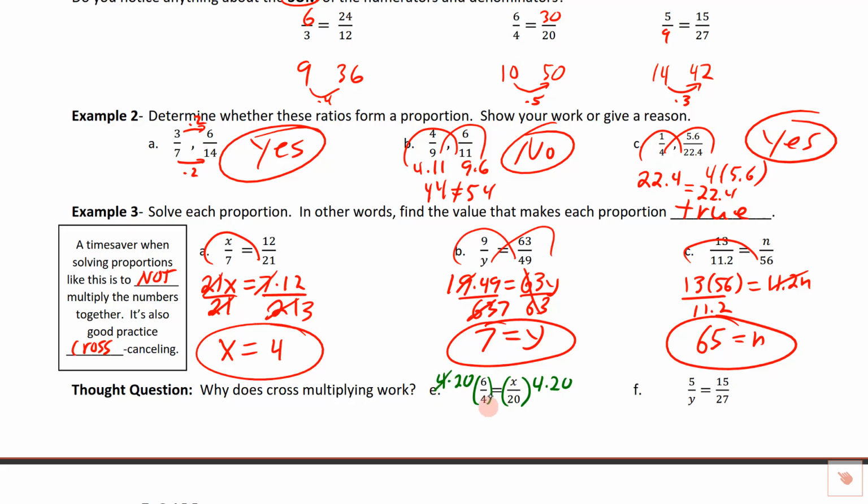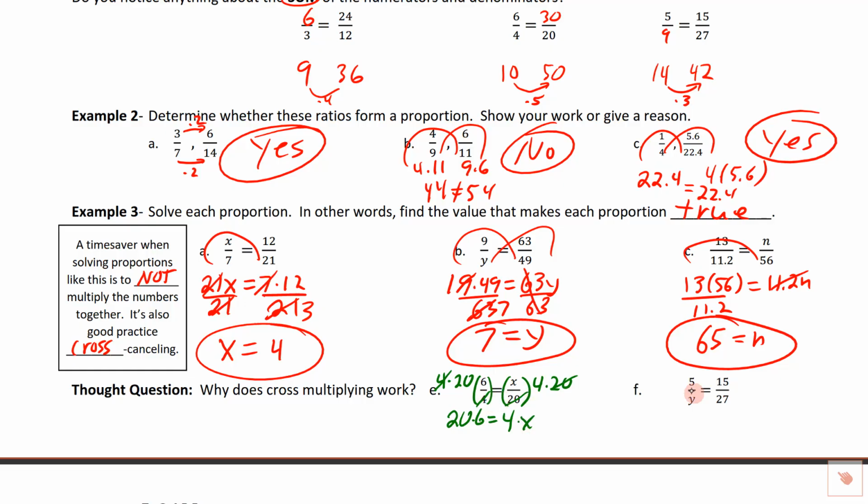I can now cross cancel the 4 with the 4, so I end up with 20 times 6 on this side, and I can cancel the 20 and the 20, and I end up with 4 times x on this side. So that would be the same thing as if we just did 20 times 6 and put it on this side, did 4 times x and put it on this side.